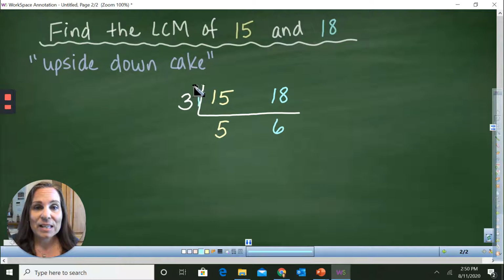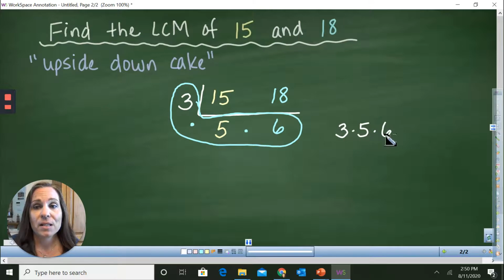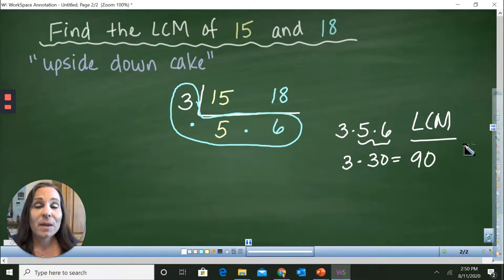So I'm going to take this number here and the numbers here on the bottom, and I'm going to multiply them together. So 3 times 5 times 6. Well, I know 5 times 6 is 30. So 3 times 30 gives me 90. And that's my LCM. That's the same LCM we found using the list method, but this method's a lot quicker.